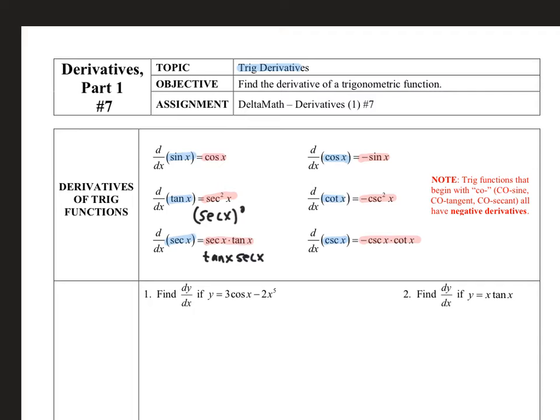And the bottom line is you just have to have all 6 of these memorized and know how to use them. A little side note to help you memorize them. Any of these trig functions that begin with co, as in cosine, cotangent, or cosecant, notice that their derivatives are all negative. Let's take a look at a few examples.